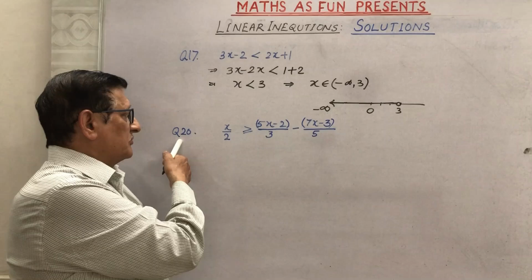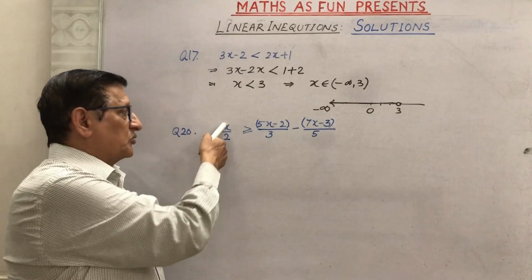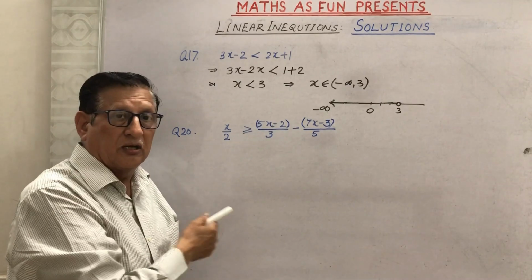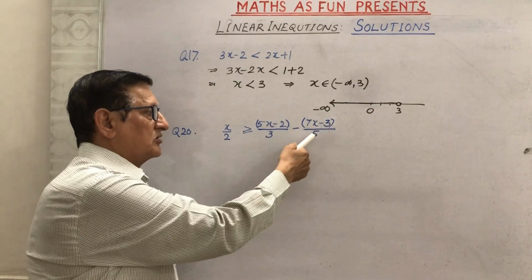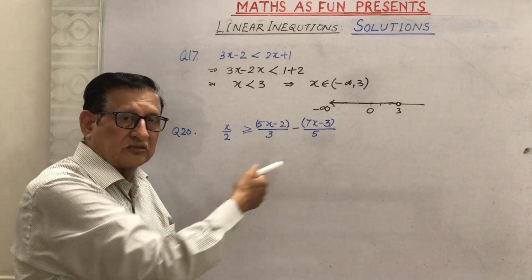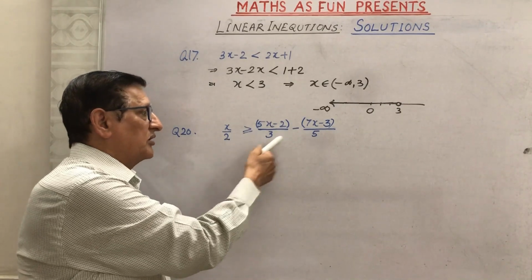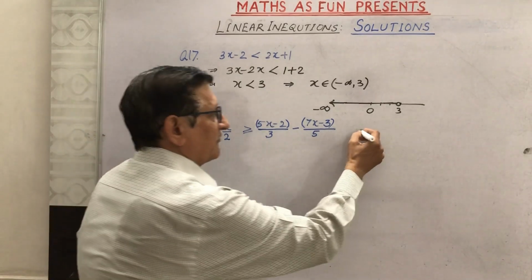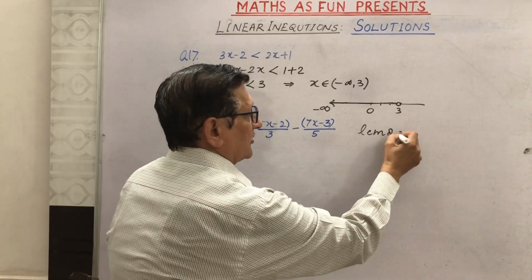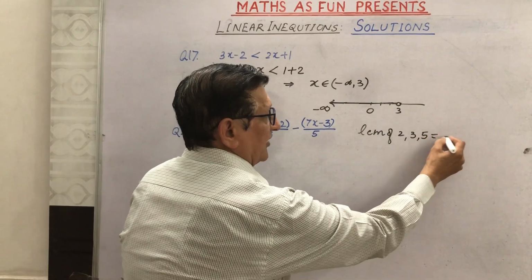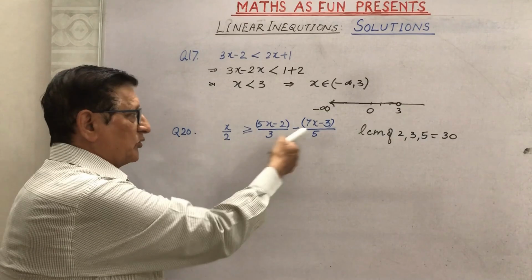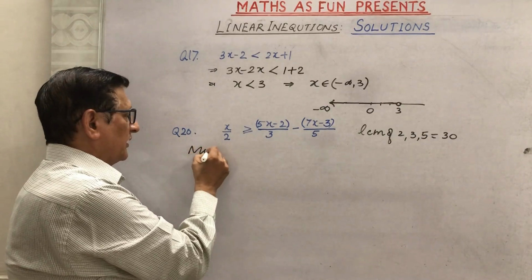Now we discuss question number 20 of this. There is x upon 2 greater than or equal to 5x minus 2 upon 3 minus 7x minus 3 upon 5. Again in fractions. And here we have 2, 3 and 5 as the denominators. So we take the LCM of 2, 3 and 5. LCM of 2, 3 and 5 is 30. So we multiply both the sides by 30.